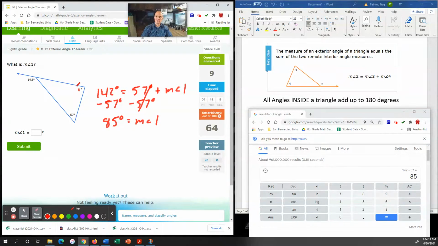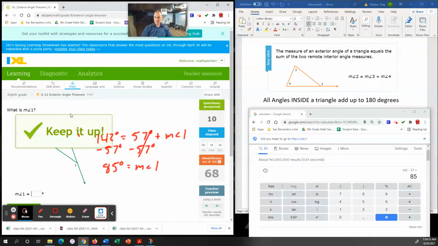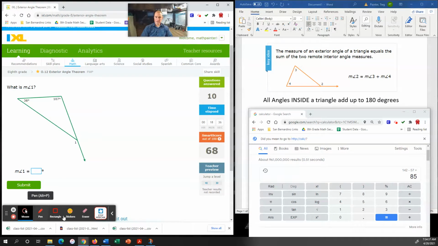And take a look, double check it. Notice that angle 1 is a little bit under 90 degrees because it's not quite a right angle. And 85 is just under that right angle mark. So it seems reasonable that this method should work. So 85 degrees based upon 142 subtracting 57. And it worked beautifully. And I think I'm going to continue that method because it was so far the shortest method. All right, next up.